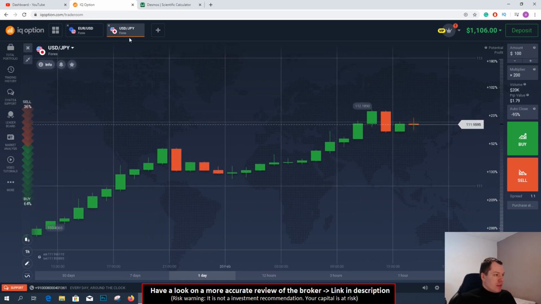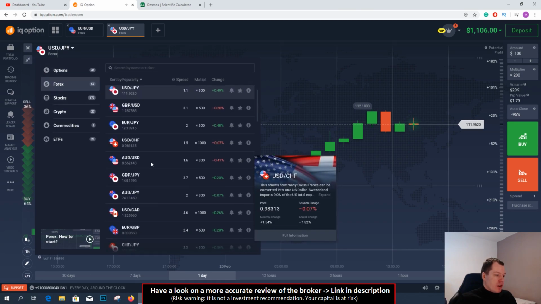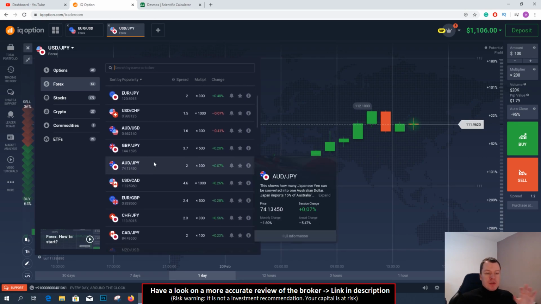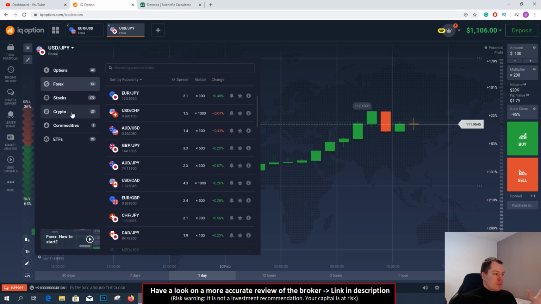I've opened the chart of US dollar versus Japanese yen, and you can open more than 50 different Forex charts for trading with IQ Option. You can use the multiplier. That's what this video is about today. The multiplier is available for Forex trading, stocks trading, crypto trading, commodities trading and ETFs trading on this IQ Option platform.